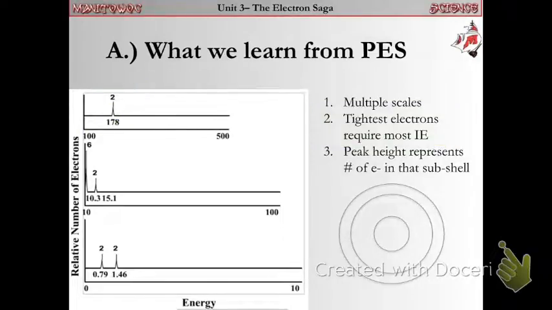All right, and then finally, the peak height represents the number of electrons in that subshell. So if you've got a really short peak, that might only be 2 electrons. But you can see as that peak grows, the peak is about 3 times the size of the 2 peak, meaning that there are more electrons in that subshell. Now, notice I'm saying subshell. We'll define that in a little bit.